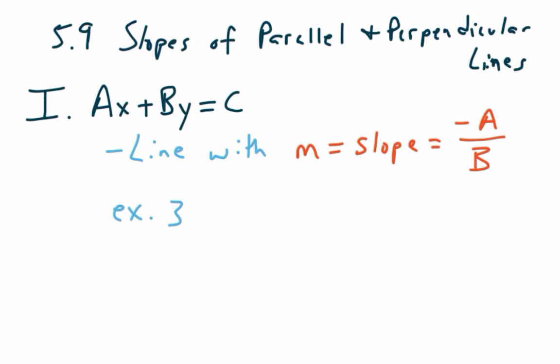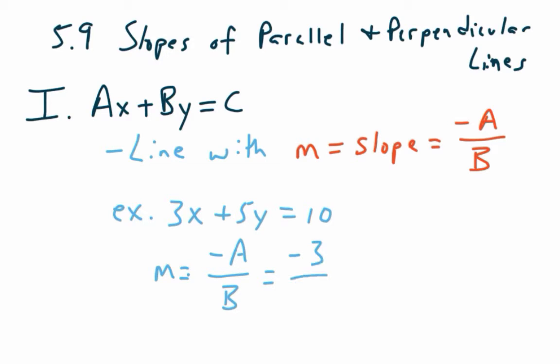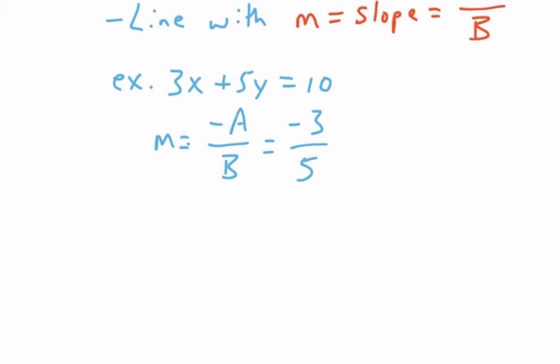So an example would be 3x plus 5y equals 10. Okay, if I want the slope, that's going to be negative a over b. So my top of the fraction becomes negative 3, denominator is 5. So the slope is just negative 3/5 for that line. A whole lot faster than going through and doing it the old way.